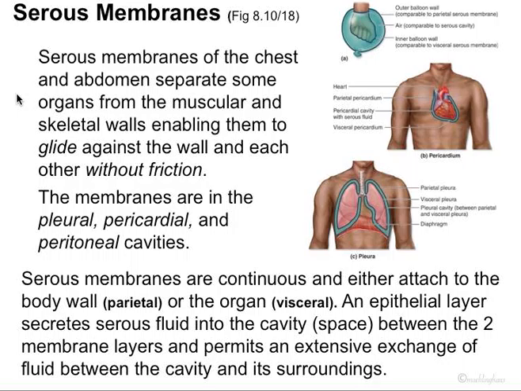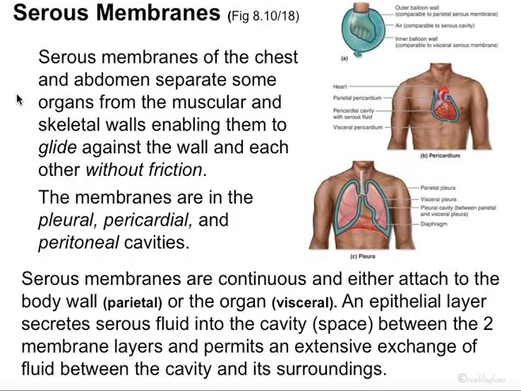We have that in the thoracic cavity as well as in the abdominal cavity, in the chest, the heart, and then the abdomen. So these membranes are in the pleural cavity, in the pericardial cavity, and in the abdomen area. We call that the peritoneal cavity.